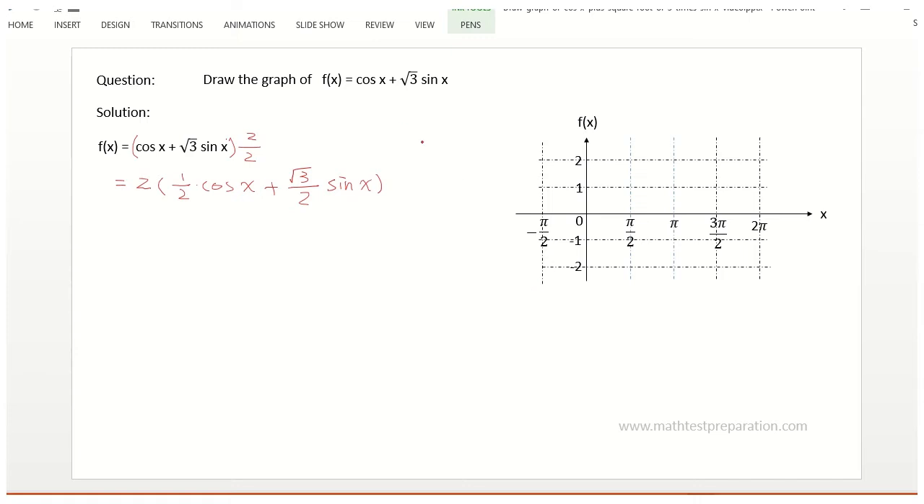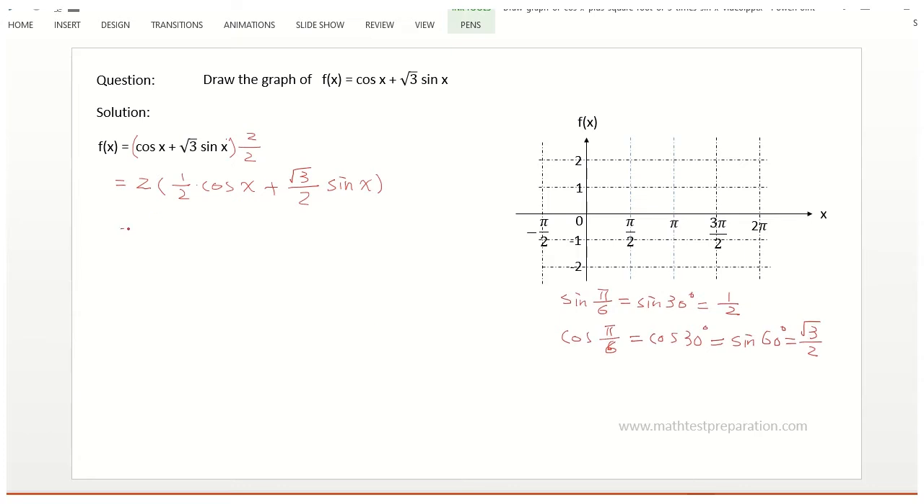Now, we know sine 1/6 pi equals sine 30 degrees, which equals 1/2, and cosine 1/6 pi equals cosine 30 degrees. Cosine 30 degrees is sine 60 degrees, which equals square root 3 divided by 2.